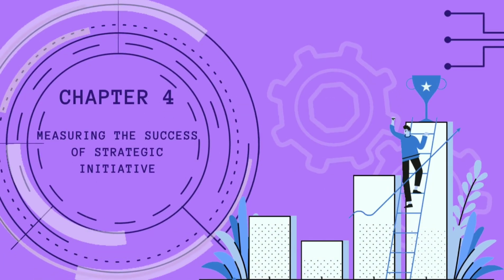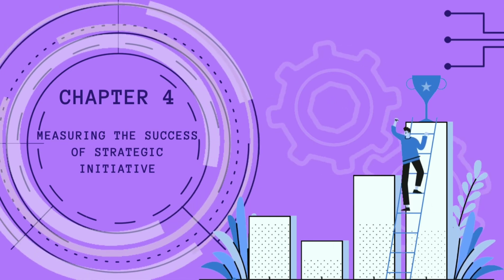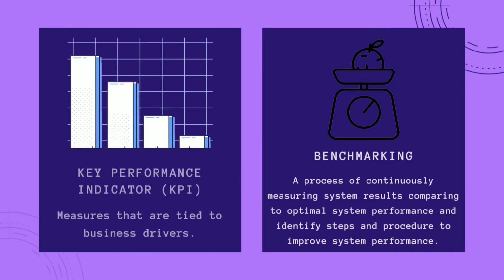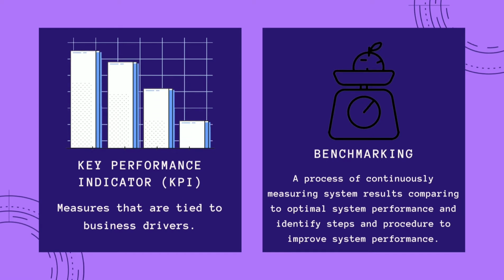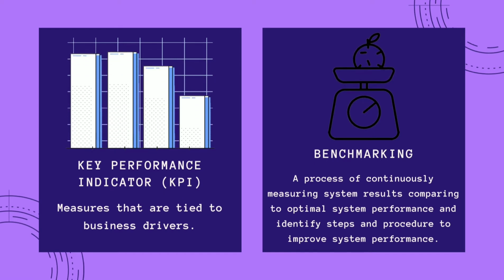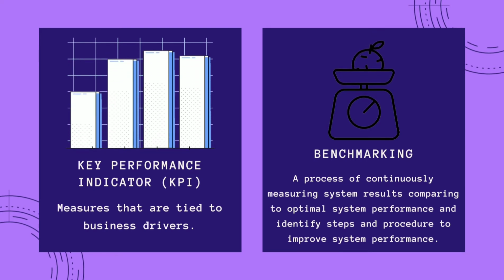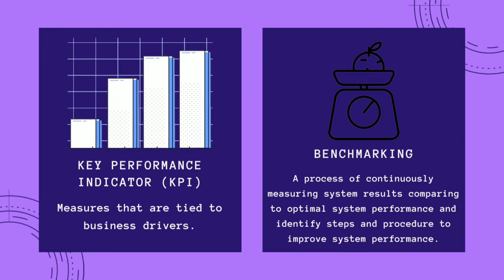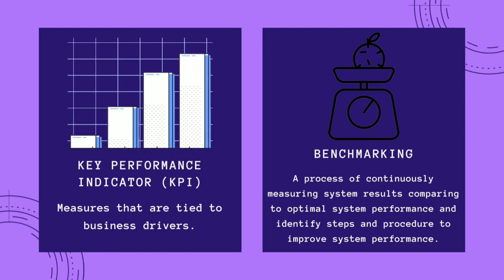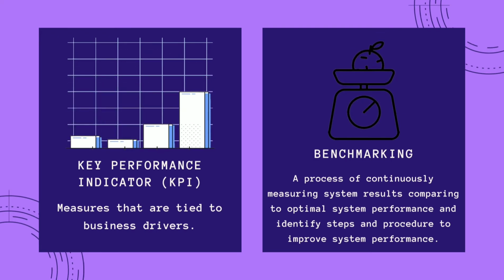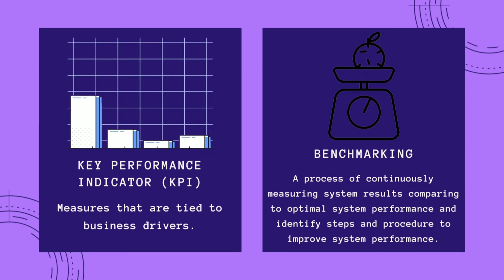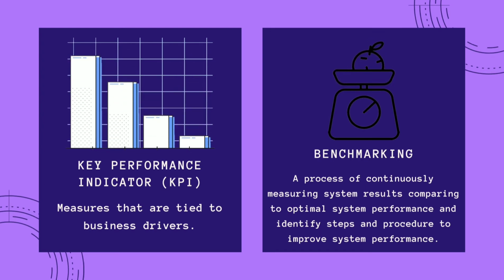Chapter 4. Measuring the success of strategic initiatives. First of all, what are key performance indicators and benchmarking? Key performance indicators are measures that are tied to business drivers. Metrics are more detailed measures that fit KPIs, while benchmarking is a process of continuously measuring system results. Those results will be compared to optimal system performance, identifying steps and procedures to improve system performance.